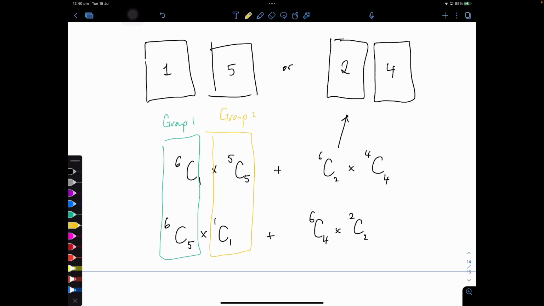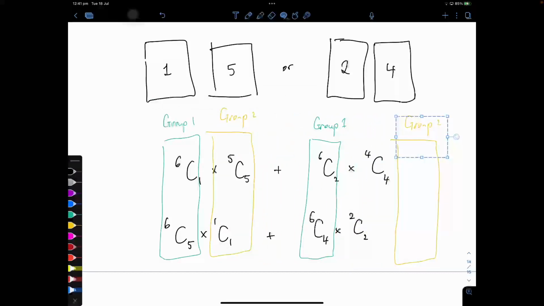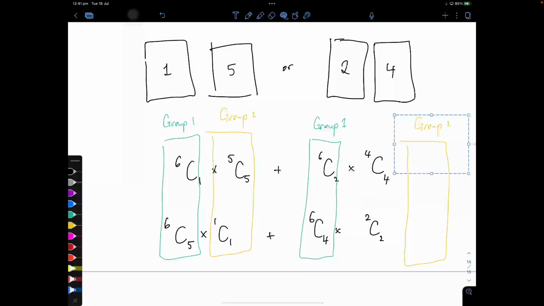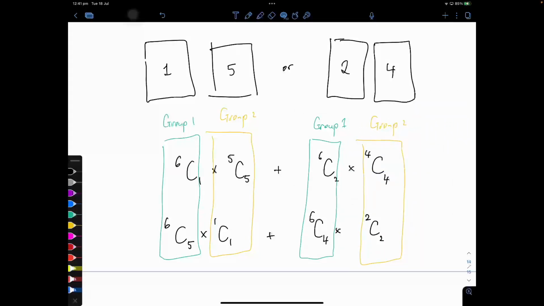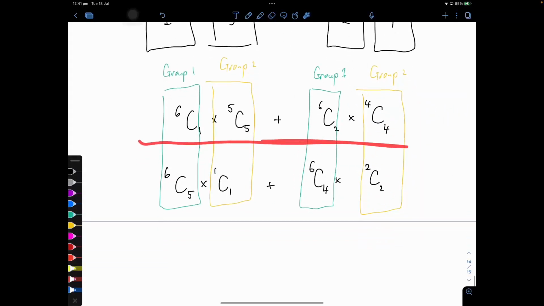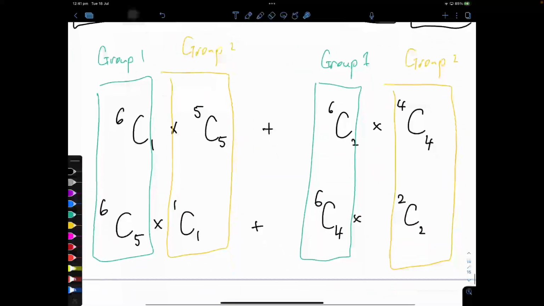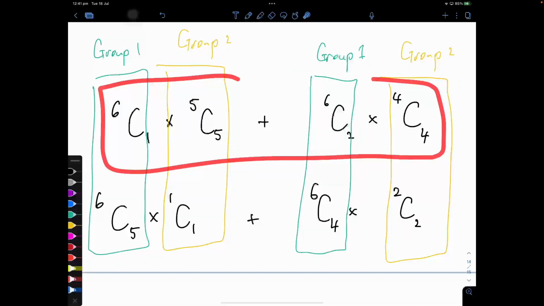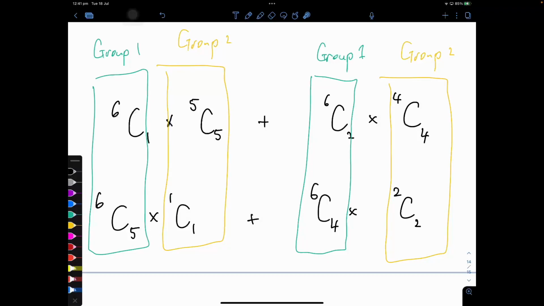But then you have another way of picking the people. You can choose 2 people for the first group. I'm just going to look at this part here, and I'll go through and explain. And likewise for this section here, you can also choose it like that for group 2. Now, if we just look at this top section, if you have 6 people, you choose one person.